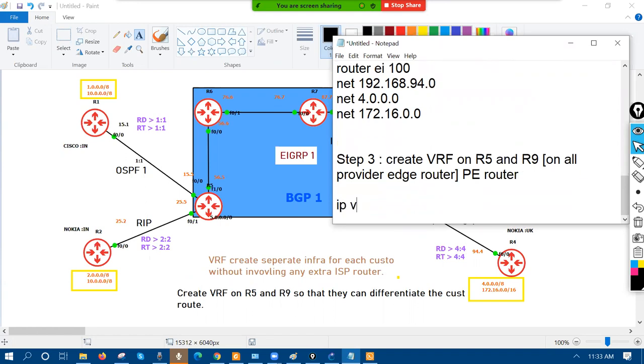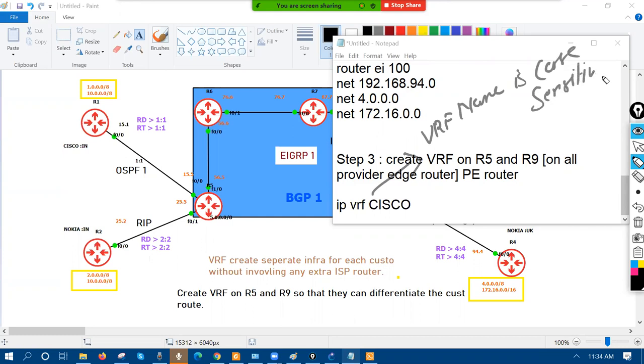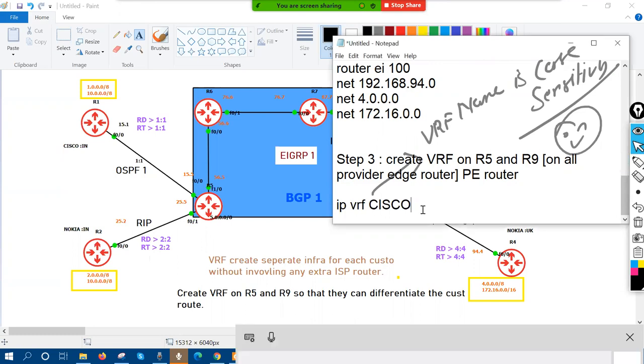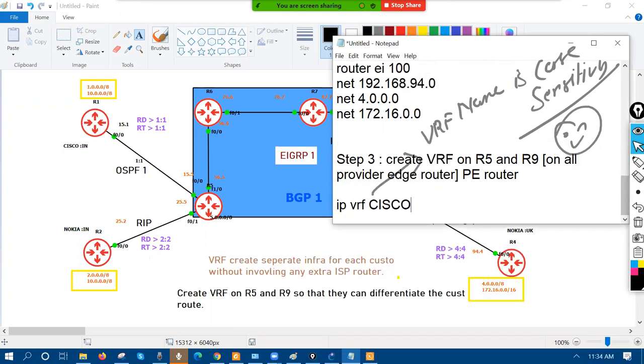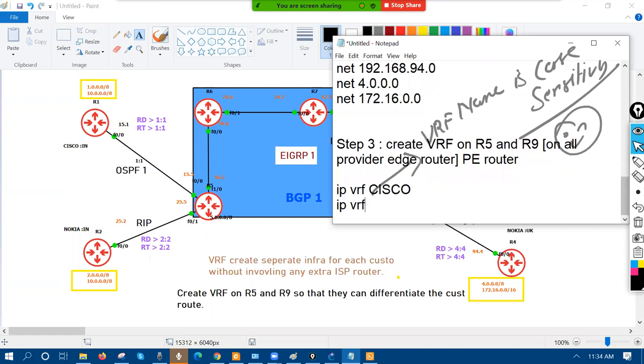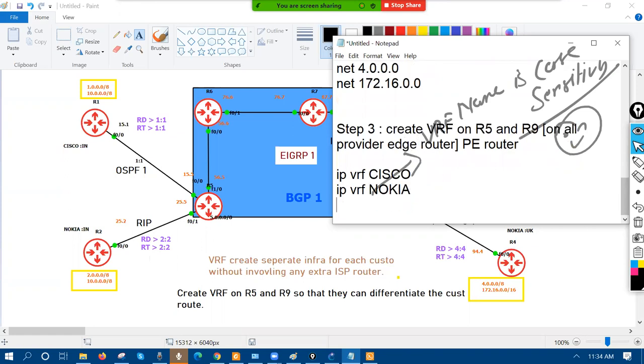So now on R3, I need ip vrf. VRF name is case sensitive, right? VRF name is case sensitive. ip vrf Cisco, and then ip vrf Nokia. Two VRFs are created on R3 and R5.